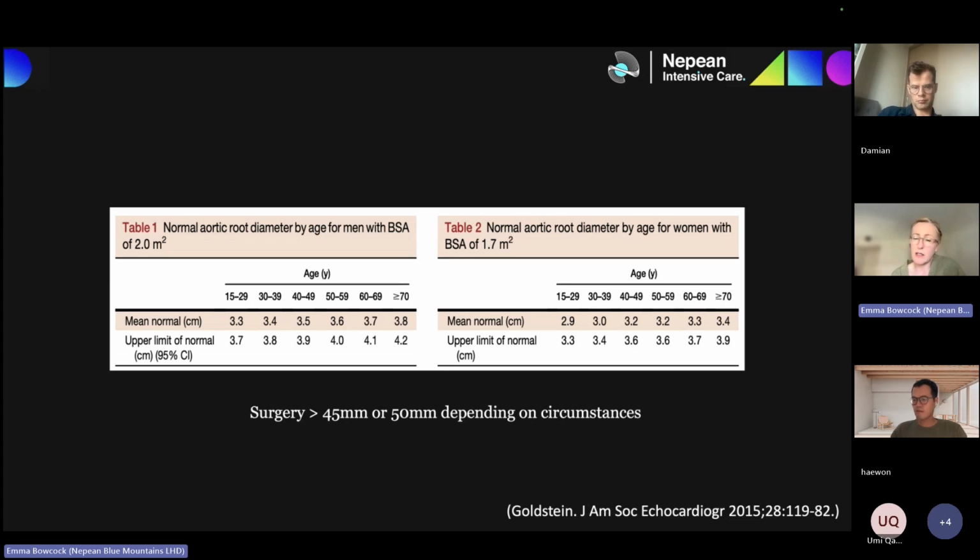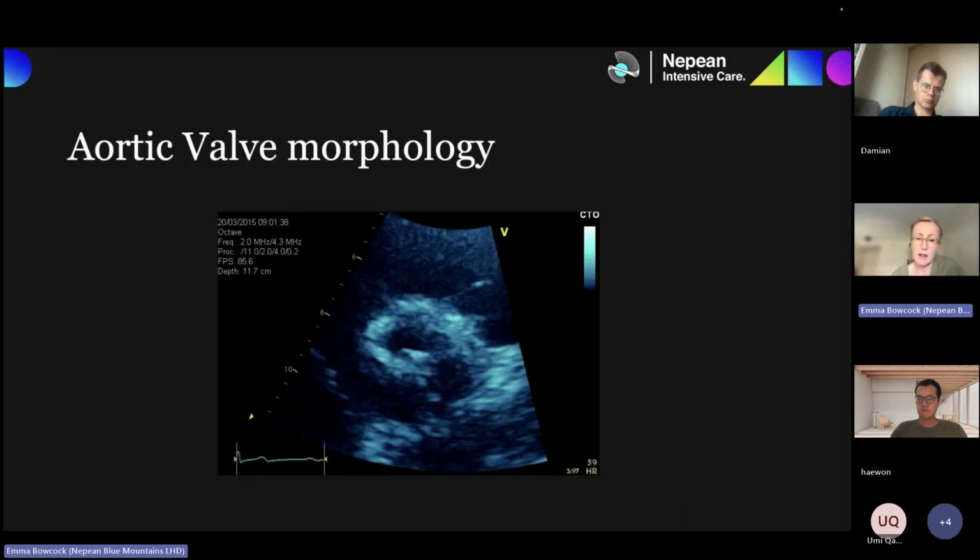Generally, surgery, depending on what the pathology of the dilatation is, if it's someone with Marfan's you might do it sooner, but surgery tends to happen when it gets above 4.5 centimeters or 5 centimeters, again depending on the clinical circumstance. So just have an idea of when to start getting concerned, but you always need to double check on the nomograms for dilatation.